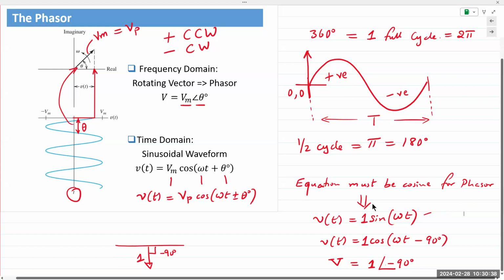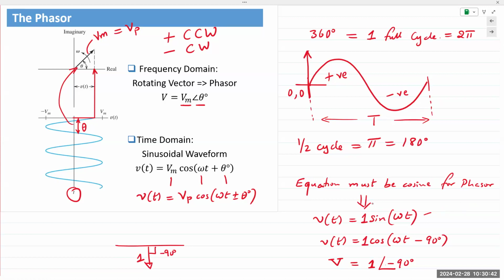All we're doing is subtracting 90 degrees from the phase angle. Right now, the phase angle is 0. So theta is equal to 0. But it could be like 78. It could be minus 97. It could be anything. If it's sine of omega t minus 97 degrees, for instance, then it would become cos of omega t minus 187.